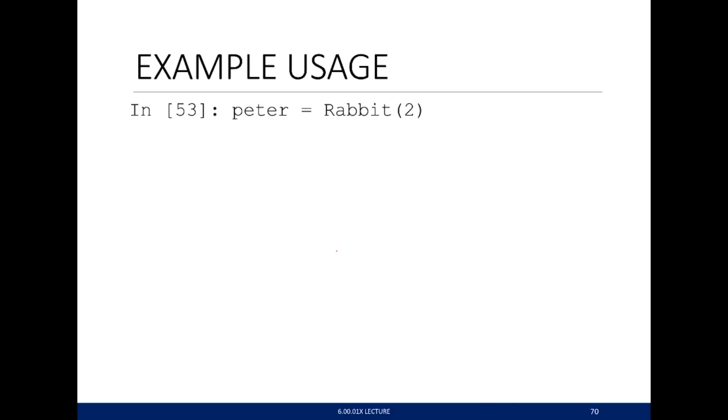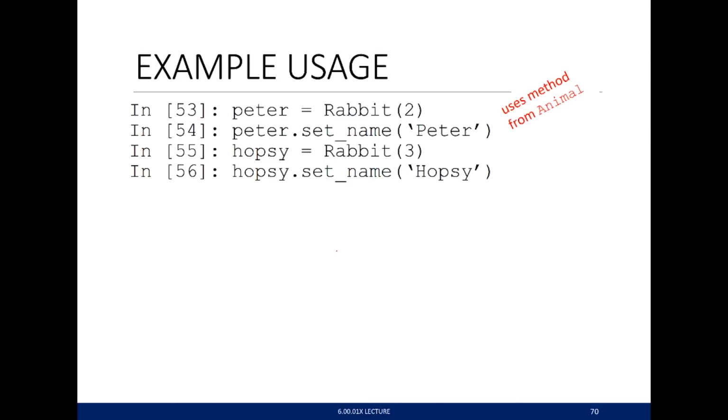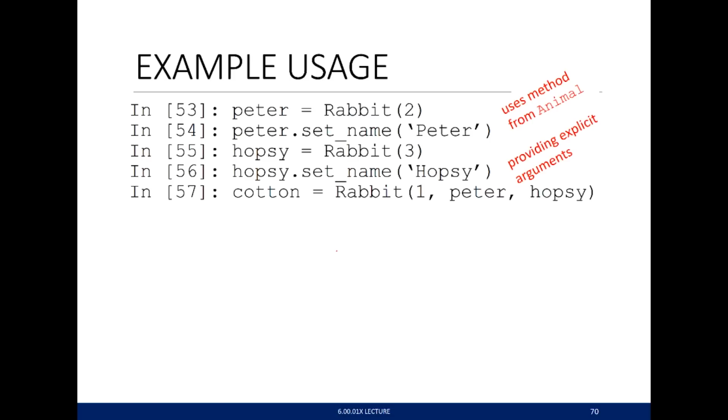Okay, let's use it. I create Peter, a rabbit of age 2. I set his name to actually be Peter. That's kind of nice. That's his name after all. I'm going to create another rabbit. Hopsy is of age 3, and I set her name to be Hopsy. And I'm going to now create another rabbit, Cotton, that has two parents.